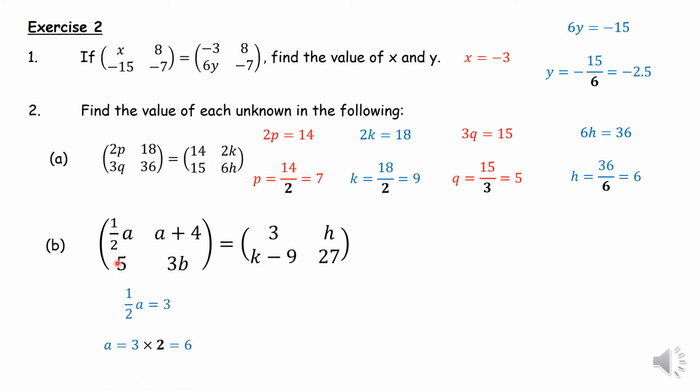So I'm going to do the first one. A half of a equals 3, multiplied by 2, a is equal to 6. Now that we know what the value of a is, you substitute it here. A plus 4 is equal to h. So that's 6 plus 4, therefore h is equal to 10. The next one here, k minus 9 equals 5, corresponding elements, remember, and that gives you k equal to 14. And 3b equals 27, therefore b is equal to 9.